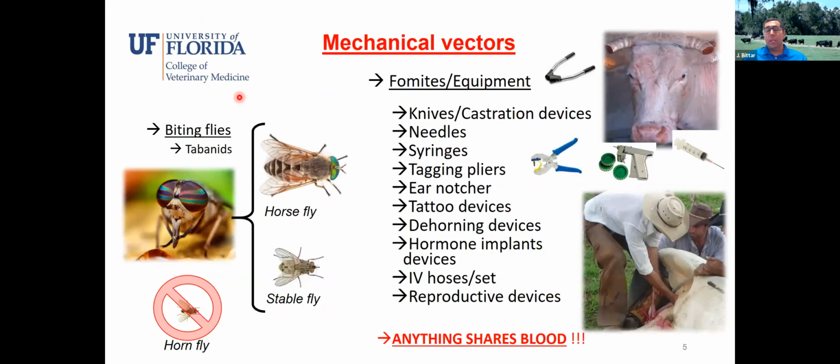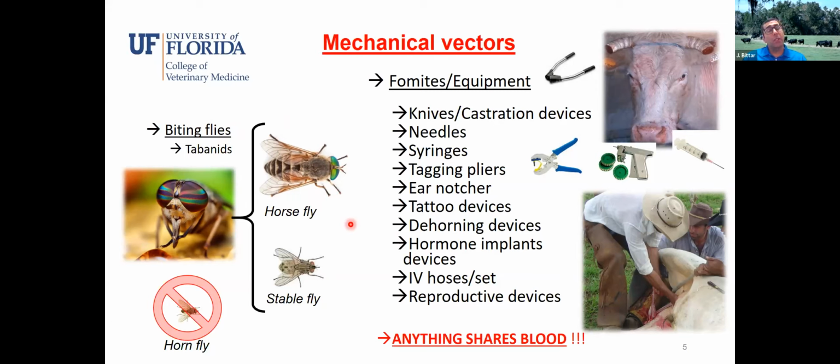The other way to transmit the disease is through what we call mechanical vectors. In this way, the biting flies are the most important ones. And the ones that are going to transmit are the ones that have long mouthparts, the ones that are able to bite the cattle and go through the skin. In this case, you have the horse flies, and then the stable flies are the more important ones.